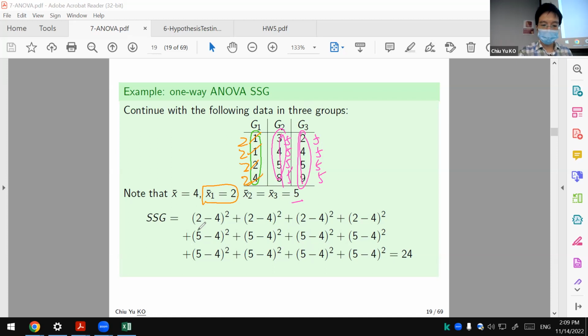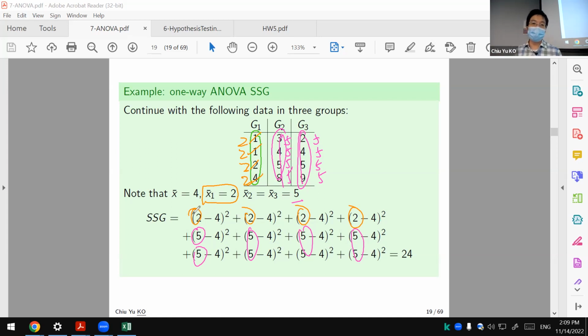Okay, so that's why you have all the 5 here. Okay, you have the 2 here. Okay, is that clear how you do SSG? Okay, just replace. I hope this example will be clear to tell you how in principle you can calculate.